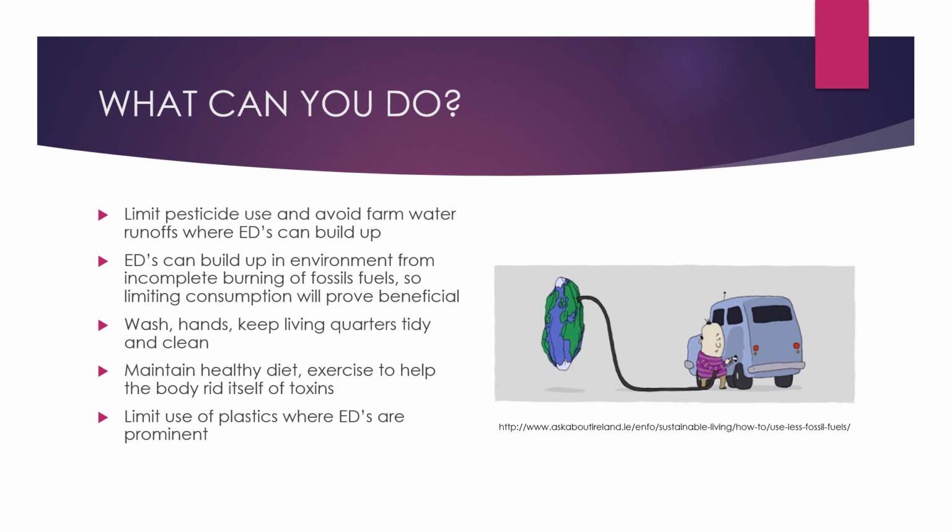Now, moving on to what you can do potentially if you are exposed, outside of going to your doctor and heeding the advice of your primary care physician, what you can do throughout your lifestyle is to maintain a healthy diet, exercise, things like that, to help the body be as healthy as possible and to rid itself of toxins. And then limit the use of plastics. This is one of the biggest things that endocrine disruptors are found in, and so limiting that use will be beneficial where at all possible. And if you have any questions, I would be happy to take them now.